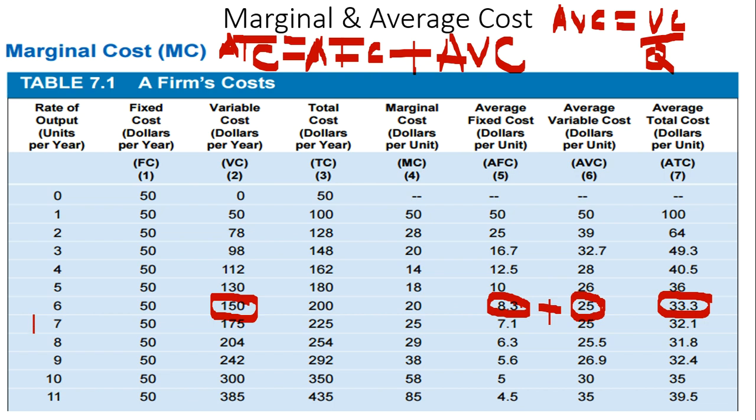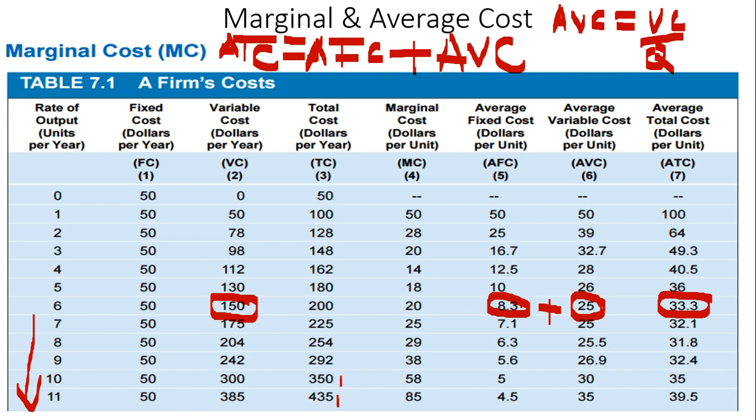Okay, so the analysis will be the same even up to the 11th unit. With the 11th unit, we know that fixed cost will never change, it will be the same 50. Then our variable cost is now 385. When we add 50 plus the 385, we get our total cost of 435. To get the marginal cost, we subtract 350 from 435. In short, it will be the 435, the current value, minus the previous value, the 350. Then we get the 85.